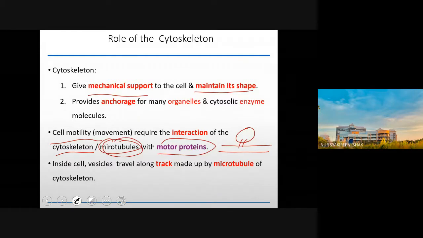Okay. So the vesicles will move along the microtubules using motor proteins, and in order to move from one region to another region within the cell along the microtubules, it requires energy. Okay, it requires energy in the form of ATP. So inside cell, vesicle travel along a long track made up of microtubule skeleton. Okay, so microtubules also function in cell division.